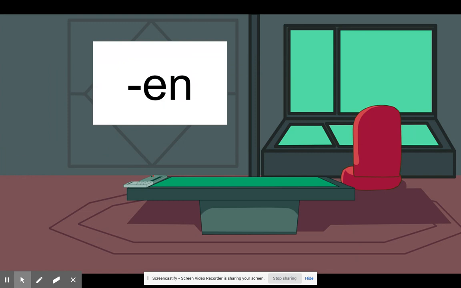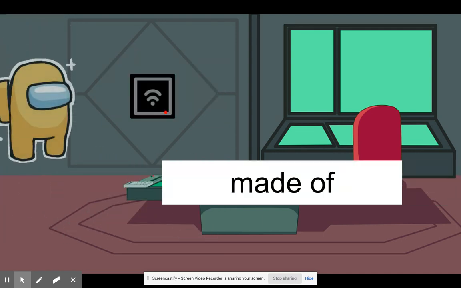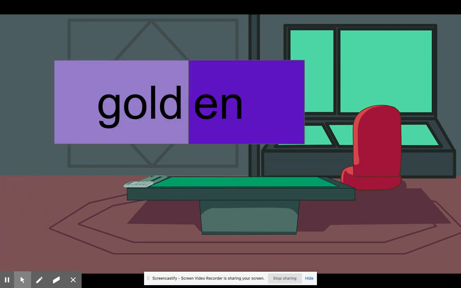En means made of, like something that is wooden, golden, woolen, made of. Now remember, en has to be attached to a base word. Like gold is a base word by itself. By itself, gold can be used in a sentence without any help. The suffix just adds meaning to it. So if something's golden, it's made out of gold.